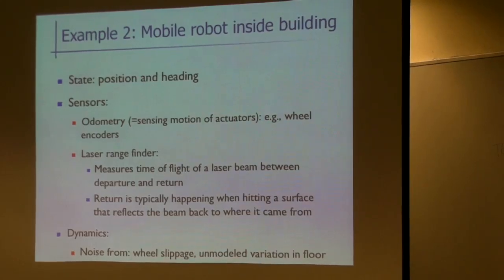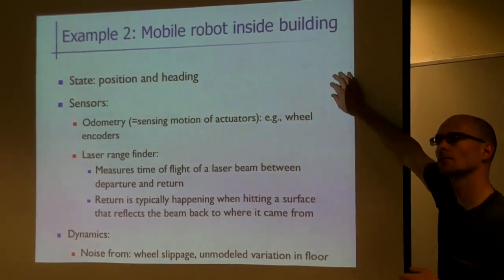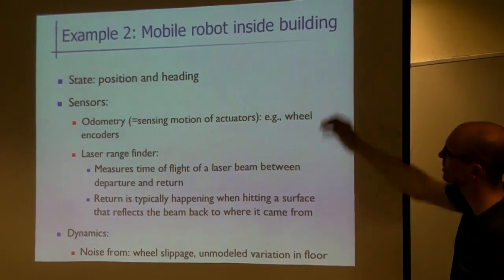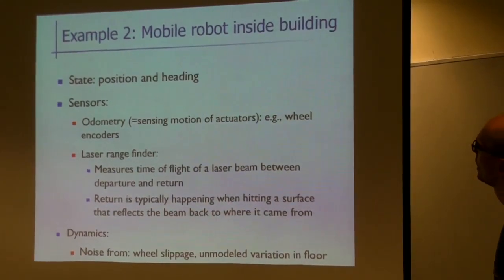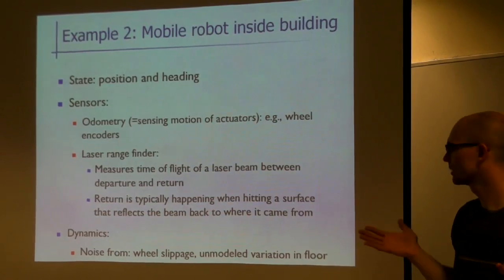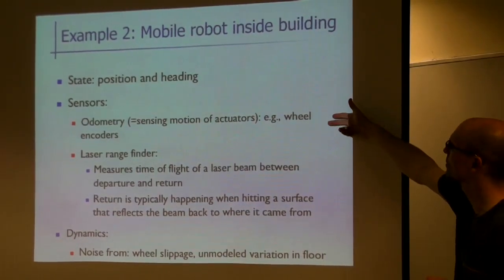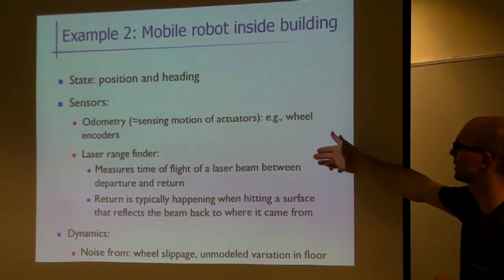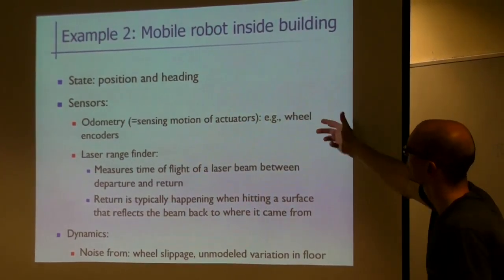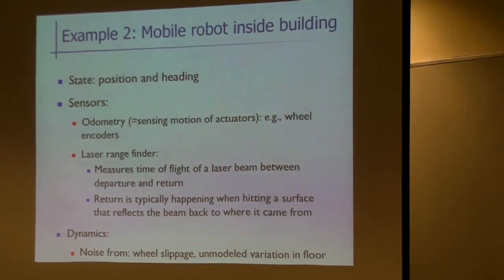Another example is a mobile robot. So here, the state for, let's say, a robot going around in a building could be position and heading, and you don't get that from any particular measurement. What you get instead is odometry measurements and maybe a laser rangefinder measurement. Odometry, what that does is essentially you have something like, let's say, some sensors like encoders on your wheels, and what they'll measure is how often the wheel goes around.